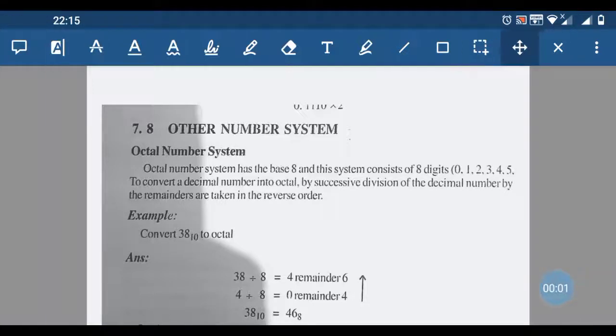Dear students, last class we discussed the binary number system, its applications, and arithmetic cases. Next, we discuss other number systems. The first number system is the octal number system.